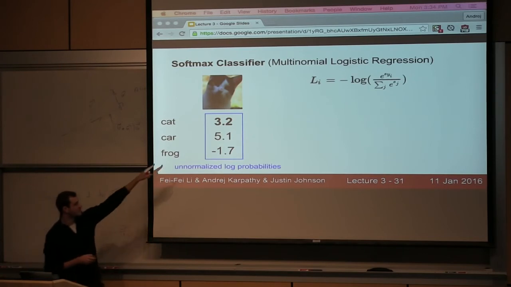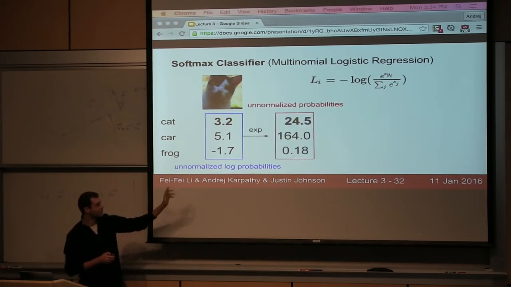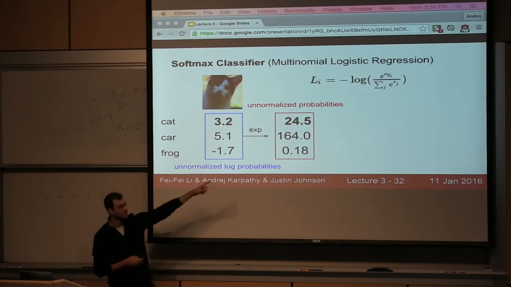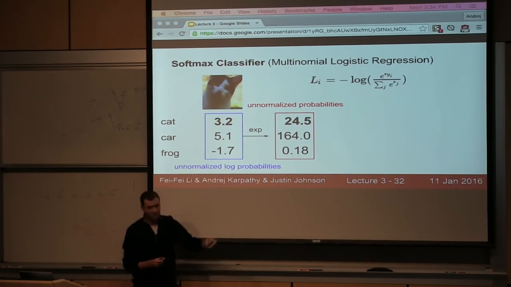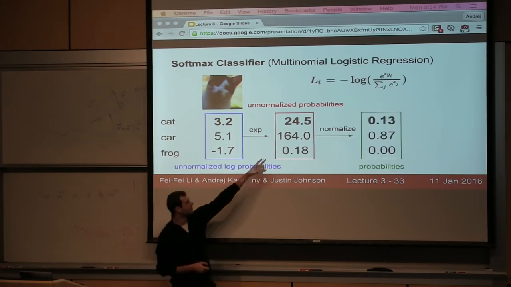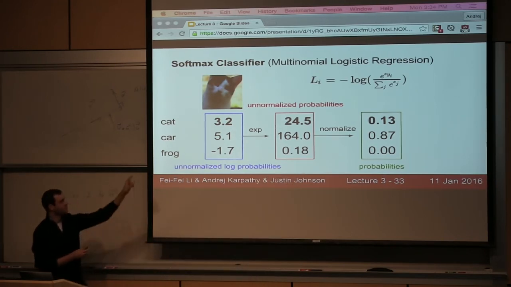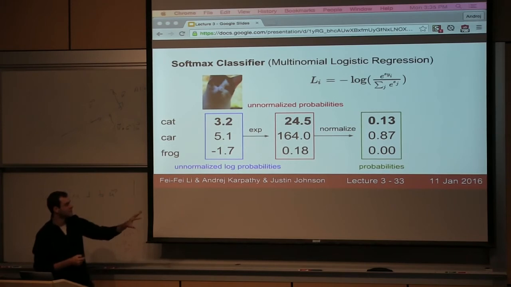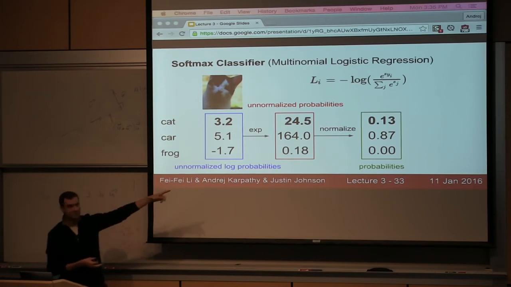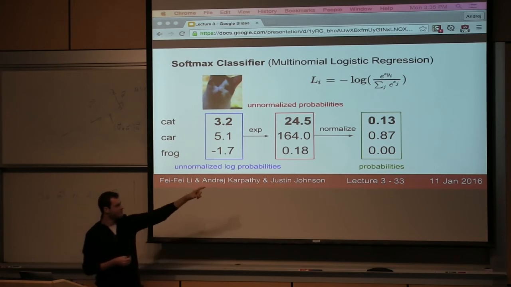So suppose we have these scores that came out from our neural network or from our linear classifier, and these are the unnormalized log probabilities. As I mentioned, we want to exponentiate them first, because under this interpretation that gives us the unnormalized probabilities. And probabilities always sum to 1, so we have to divide by the sum of all of these. So we add up these values and divide to actually get probabilities out. Under this interpretation, the probability assigned to this image of being a cat is 13%, car is 87%, and frog is very unlikely, 0%. So these are the probabilities.